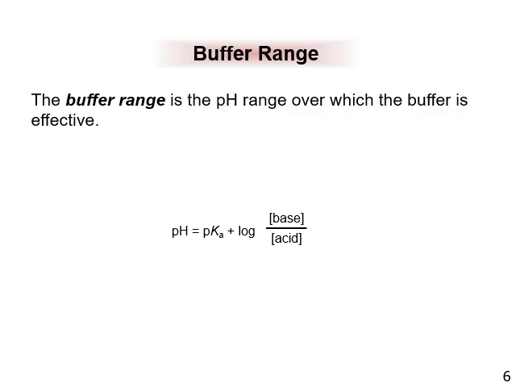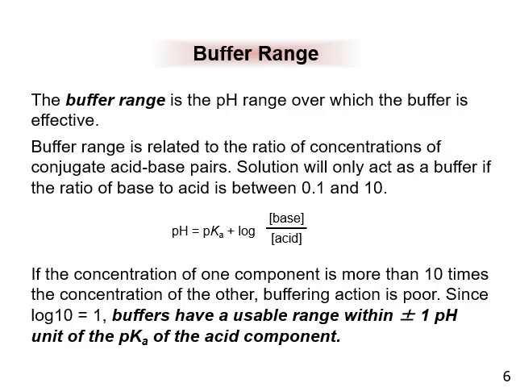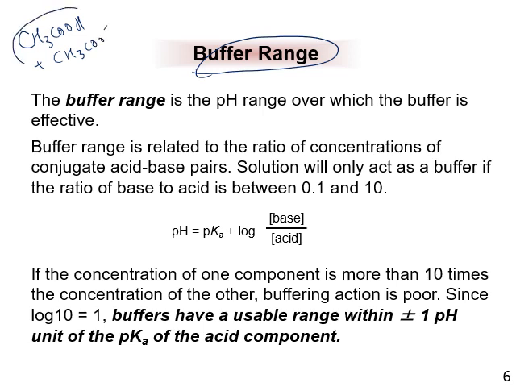Now there's also something called buffer range. What is the buffer range? The buffer range is the range of pH where you can use that particular component and create a buffer. So if you try to make a buffer out of acetic acid and its salt, this is going to create a buffer which is going to be acidic in nature for you every single time.